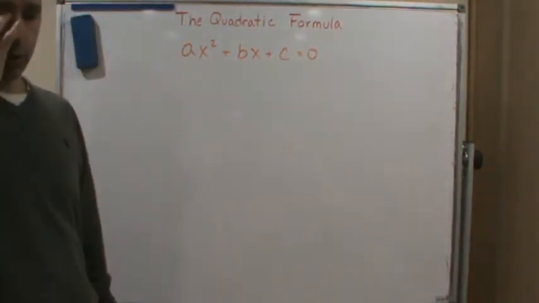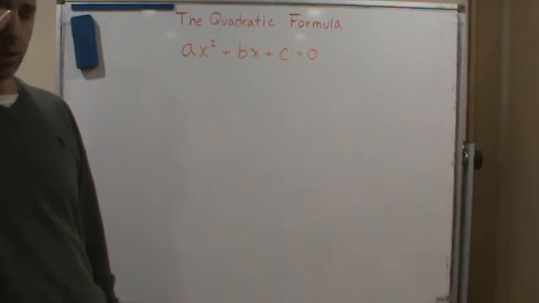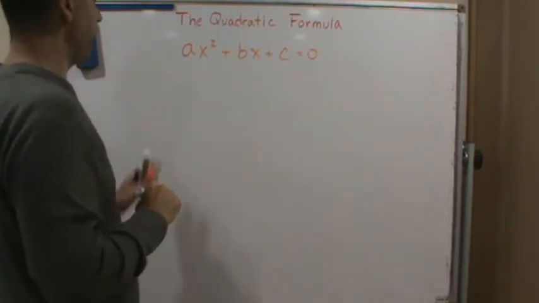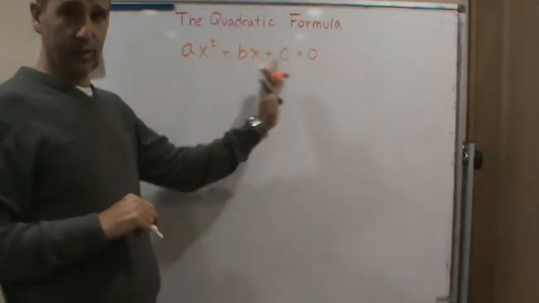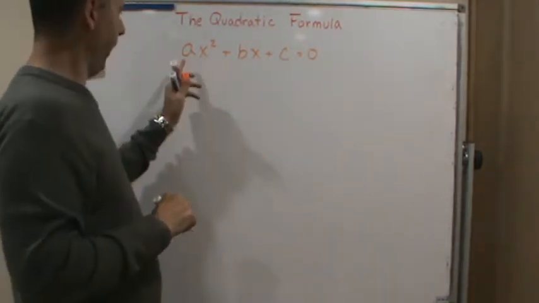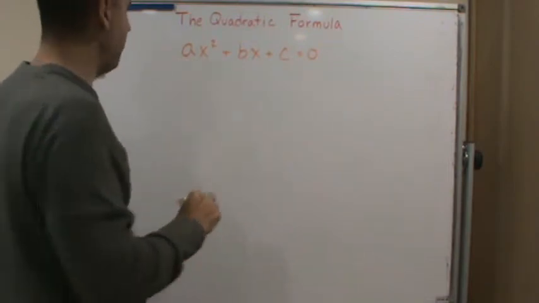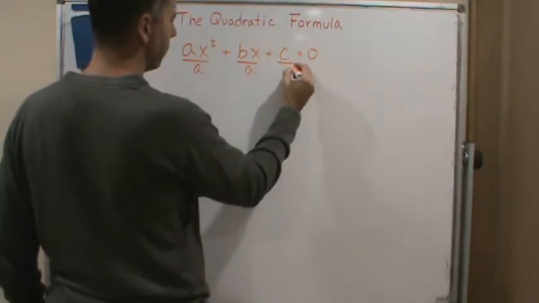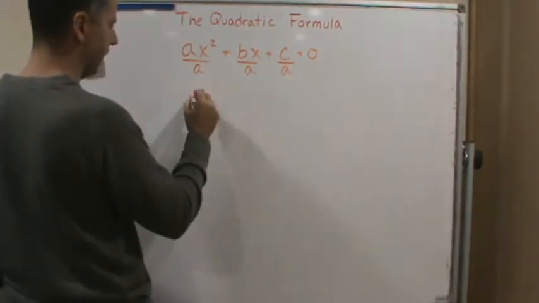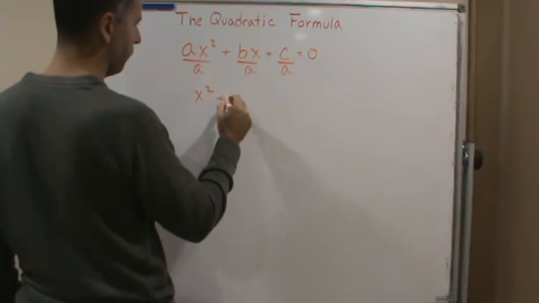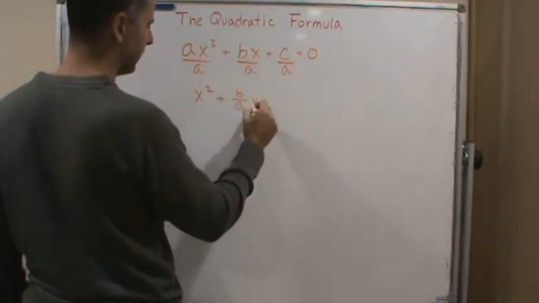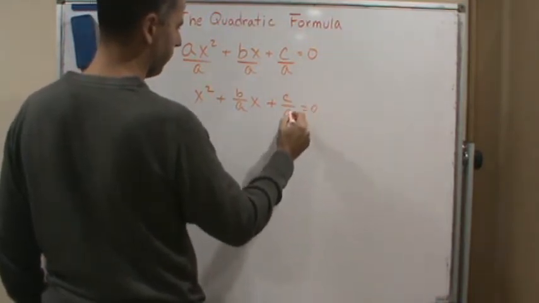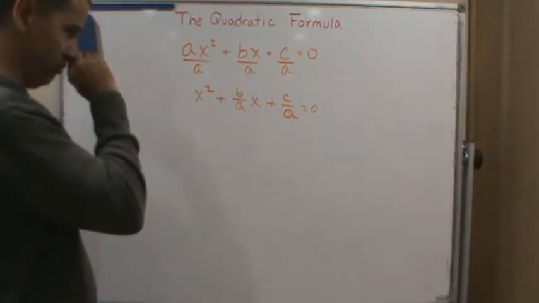Now what we're going to do is solve this by completing the square with this general equation. The first thing I need to do is divide out the a, because I can't do completing the square unless I have a 1 here. So if I divide everything by a, then I get x squared plus b over a x plus c over a equals 0.